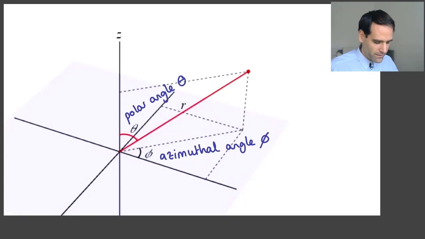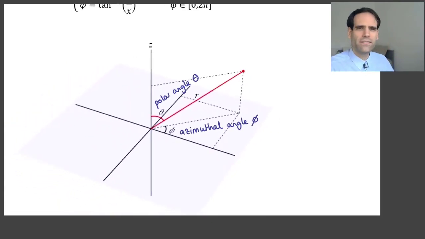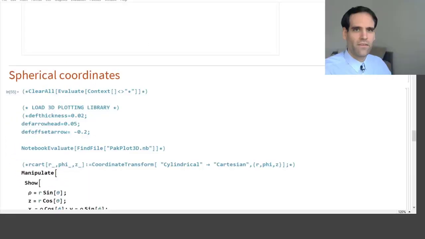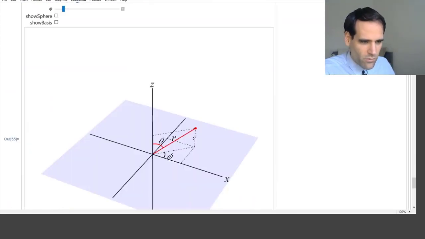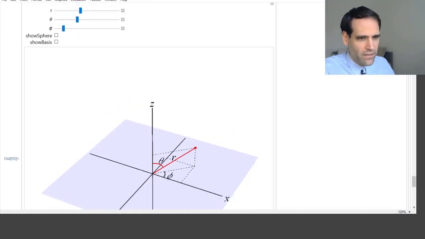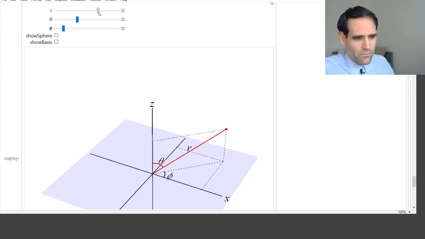So let's look at the applet to try to explain these two angles and the distance r. Here I have the applet for spherical coordinates, and we see the same plot we were watching, but now we have the three sliders. If we change r, we are changing the distance to the origin. So we are really changing the length of this red line. If r goes to 0, we are going into the origin.